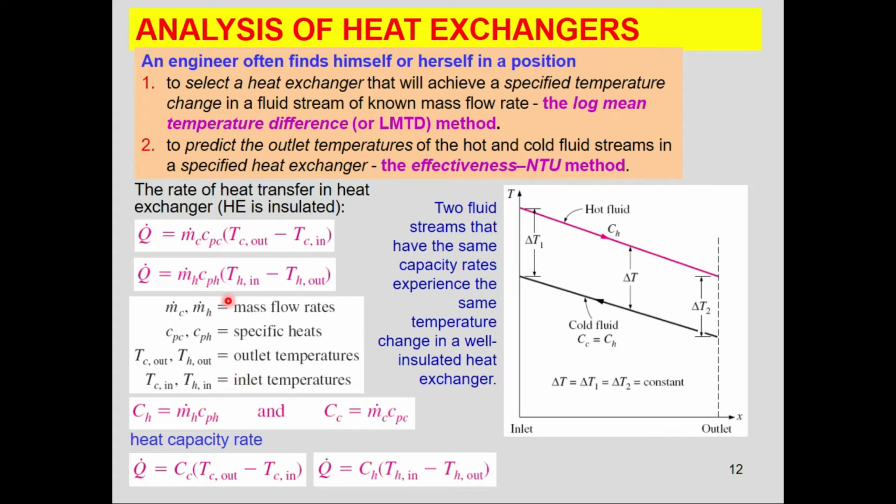One thing we are adding here is that the product of the mass flow rate and the specific heat is simply known as the heat capacity rate. If we multiply the mass flow rate and the specific heat, we get the heat capacity rate for the hot fluid, and similarly the heat capacity rate for the cold fluid. If we substitute these into the above two equations, we come up with this equation: the heat transfer rate is equal to the heat capacity rate for the cold fluid multiplied by the temperature difference for the cold fluid. Similarly, the heat transfer rate for the hot fluid is equal to the heat capacity rate multiplied by the temperature difference for the hot fluid.